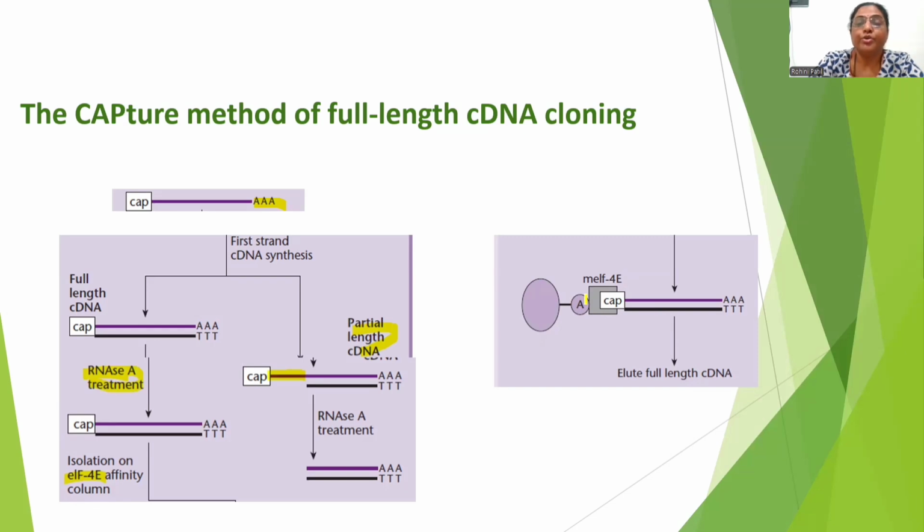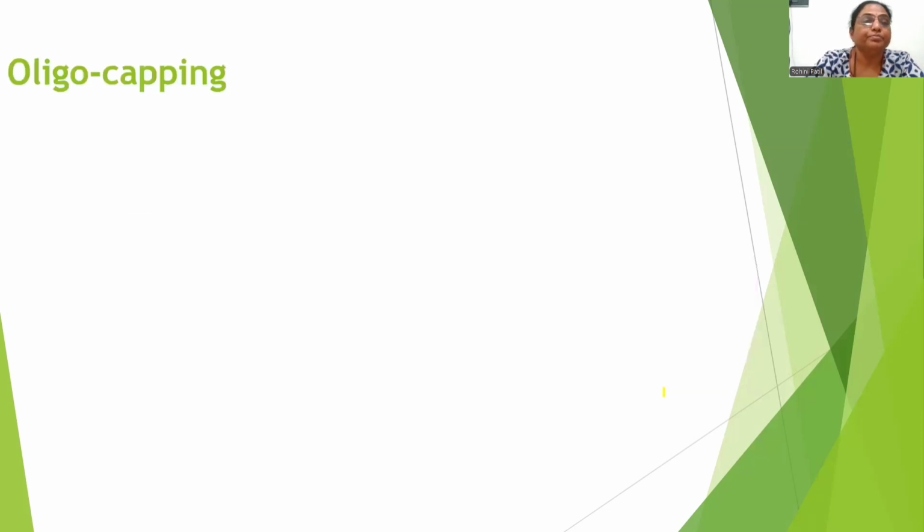And here you do the washing, and during the washing, the partially synthesized cDNA are washed out. Why? Because they don't have any cap. Next, after washing the column, there is an elution of the full length cDNA, and that full length cDNA you can now use for cloning purposes.